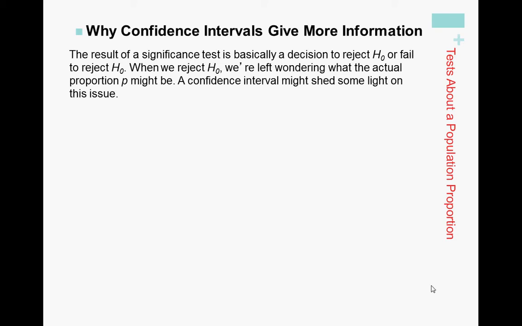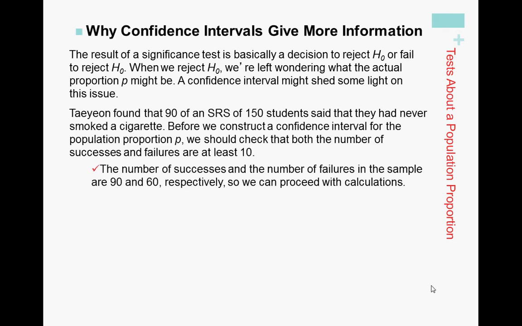Thinking back to the example, I don't remember if it was yesterday or today, Tyon found that 90 of an SRS of 150 students said that they had never smoked a cigarette. But before we can start a confidence interval for the population proportion p, we should check that both the number of successes and failures are at least 10.